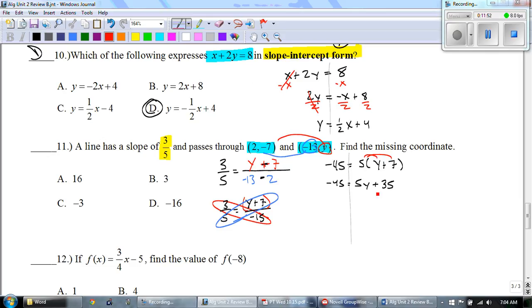Now I'm going to subtract the 35 from both sides. -45 minus 35, what'd you get? No, that's the part where you do it in your calculator. You should have gotten -80. Then to get the y by itself, I'm going to divide. Right now, I have a negative divided by a positive, so my final answer is going to be negative. And then we get -16 equals y. So D is our correct answer.